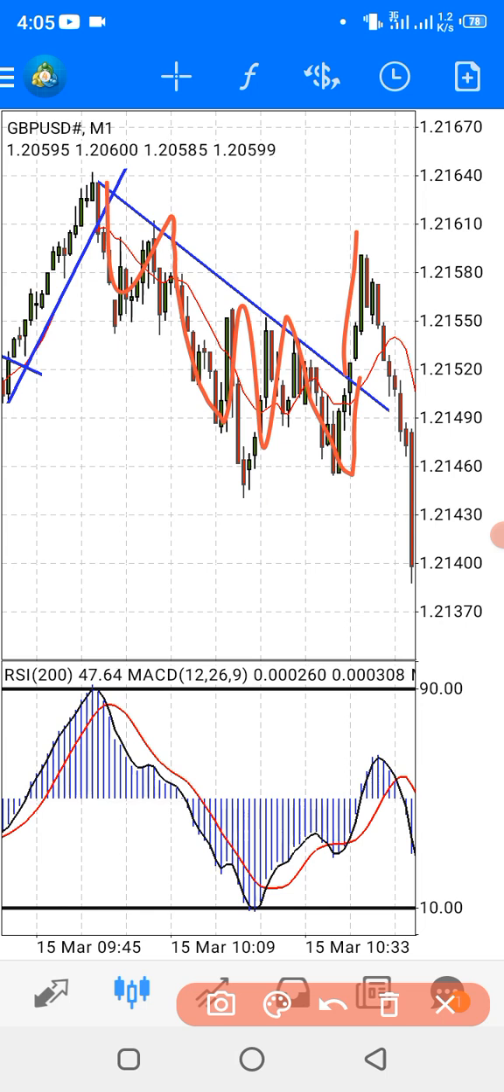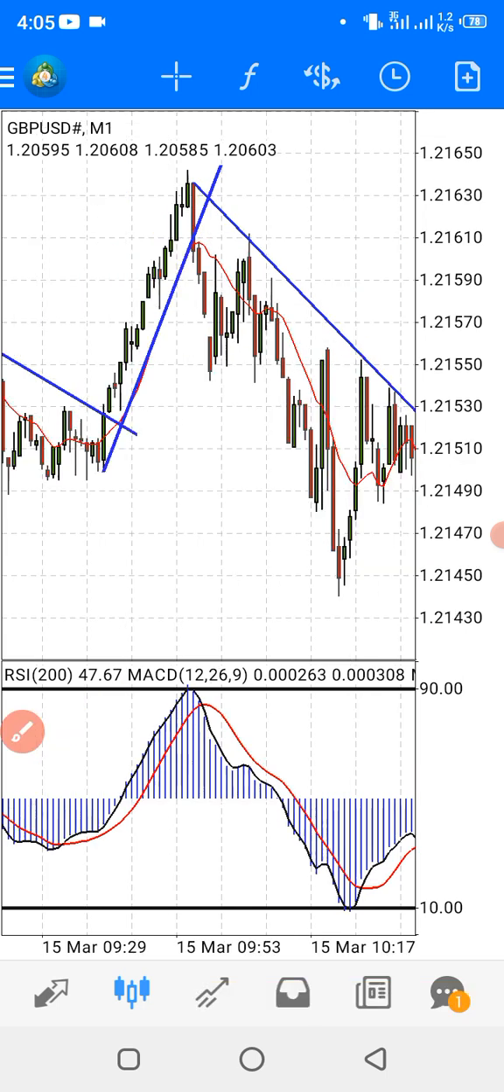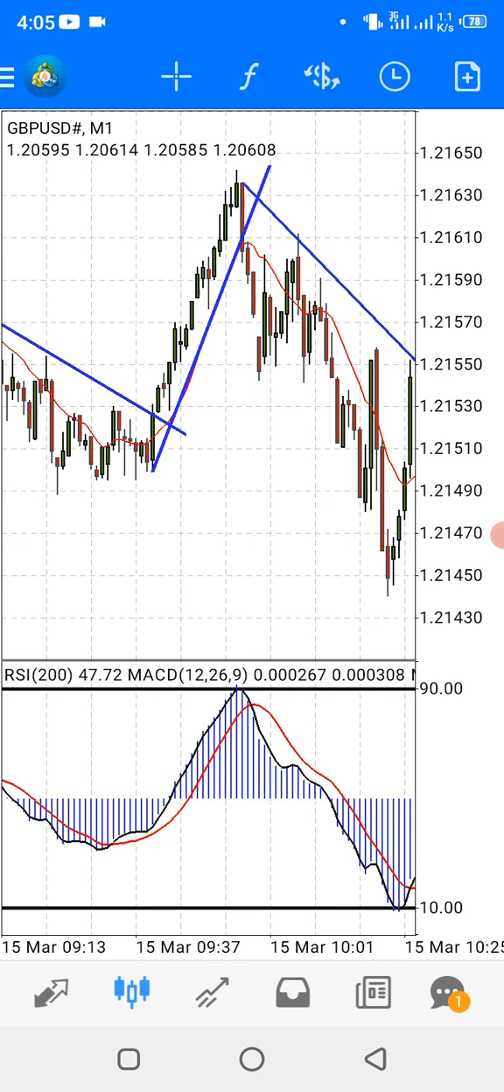Now as you can see, I know that from this level it is going to make you some pips. But the market just went up a little and then came all the way down, right? So this strategy works, but it doesn't work 100%, right? So this is another one.